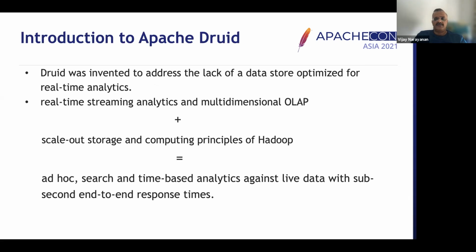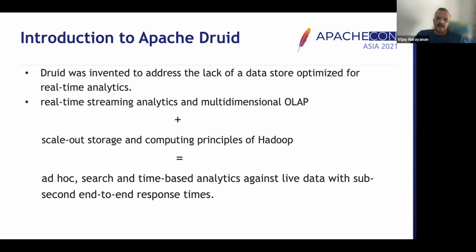Druid was invented to address a very specific problem, that there is no optimized real-time data store for analyzing data in real time, and also analyzing data that is very fresh. So Druid combines a number of different concepts and technologies. First is real-time streaming analytics, multidimensional OLAP, combined with the scale-out storage and computing principles of Hadoop. The shared nothing distributed architecture and the ability to scale based on the size of the data and the number of queries that are coming through.